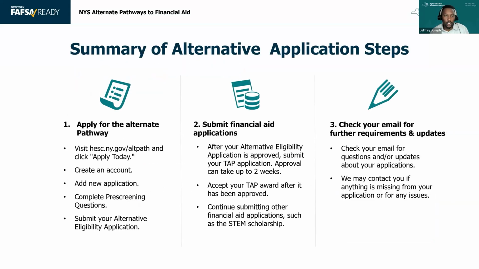So, a quick overview: just like with the DREAM Act, they'll go through the process and submit their alt path application. When they're approved in two weeks or denied, they can come back in, make adjustments, or apply for TAP that way. They can accept their TAP award and then apply for other financial aid there, such as STEM. If you notice, Excelsior is not here.